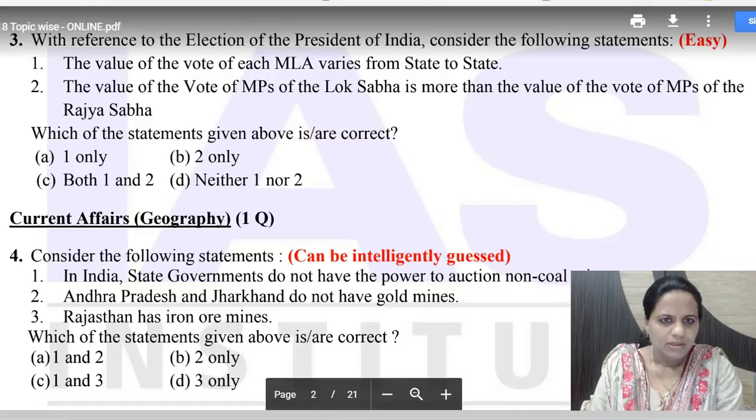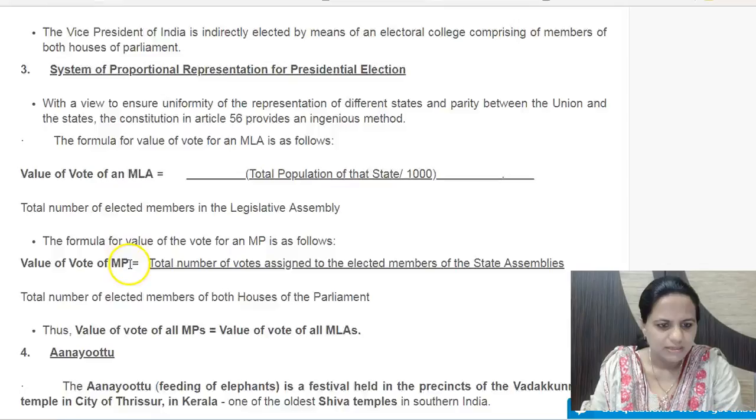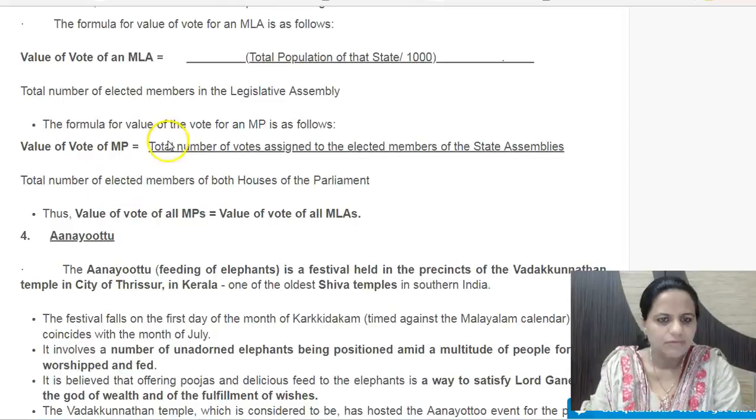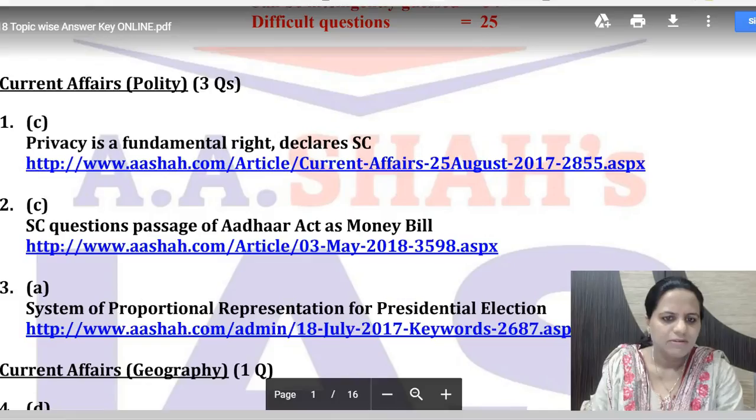And then the second statement is that the value of the vote of MPs of the Lok Sabha is more than the value of the vote of MPs of the Rajya Sabha. Now this is incorrect because the value of the vote of MPs is taken together. Whether the MPs are from Lok Sabha or Rajya Sabha doesn't matter. The total value of votes of all MPs is equal to the total value of votes of all MLAs. So any MP from either Rajya Sabha or Lok Sabha has the same vote value. The second option is incorrect. That's why the answer for this statement is A.